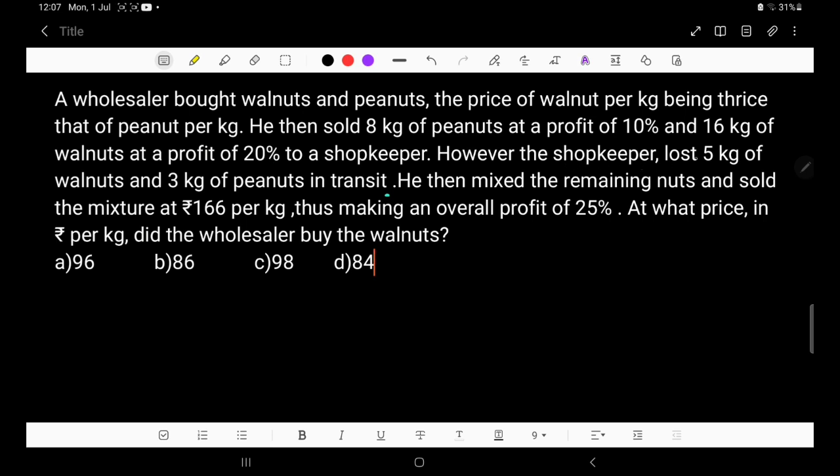However, the shopkeeper lost 5 kg of walnut and 3 kg of peanut in transit. He then mixed the remaining nuts and sold the mixture at rupees 166 per kg, thus making an overall profit of 25%. At what price in rupees per kg did the wholesaler buy the walnuts? Choices are given. At first, you attempt yourself.